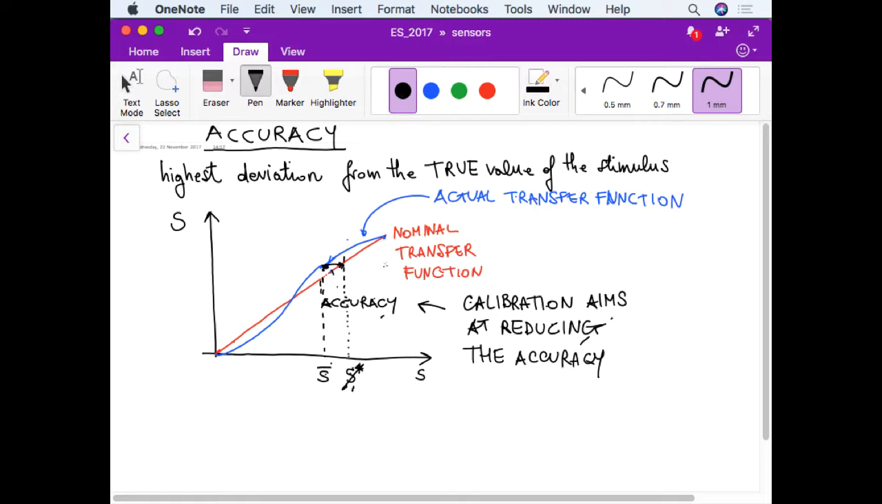And this is measured on all the possible measurable values of the quantity, which is from 0 in this case to this point at which the transfer function ends. In the context of measurement and of sensors, this maximum variation of the stimulus is called span. The span of the stimulus. In Italian, it's typically called fondo scala.